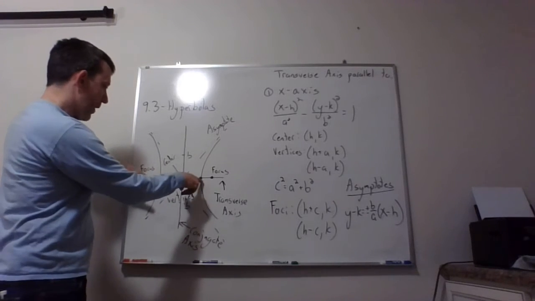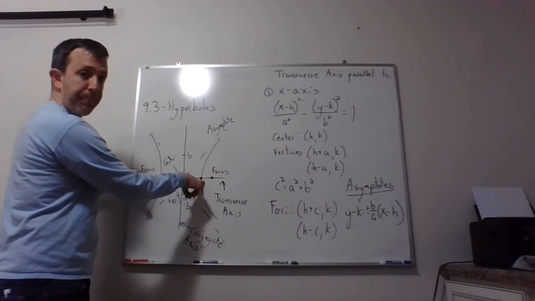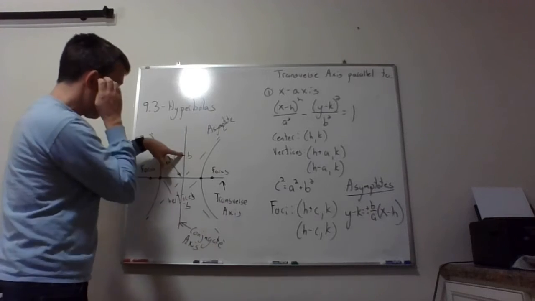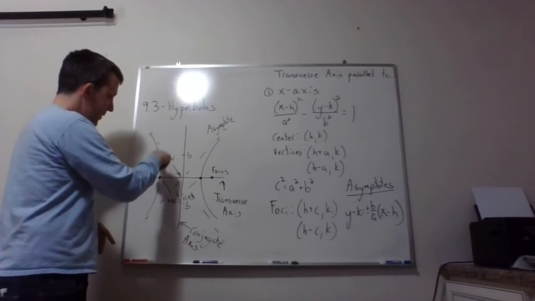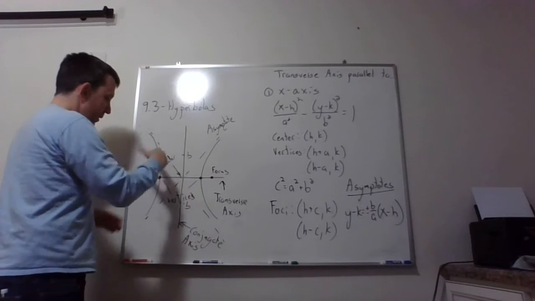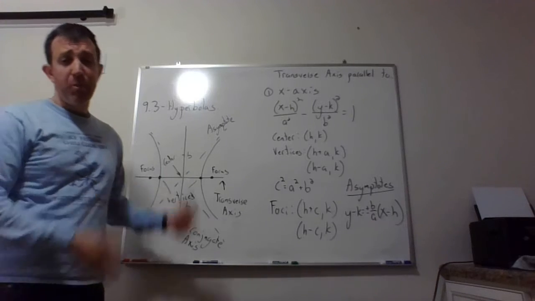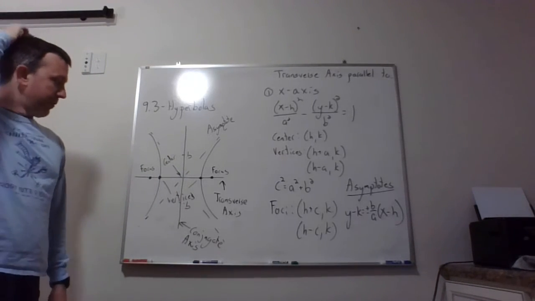Importantly, our vertices will be at A. And then if we have these B values, which we're going to see in the equation in just a second, if you made a box out of the A's and B's, the asymptotes would go right through the corners of that box, but my board was already a mess. So take a look in your book, see the really nice pictures that they have going on there.